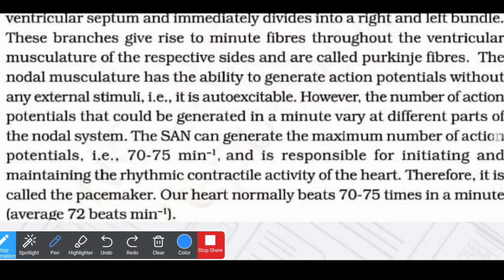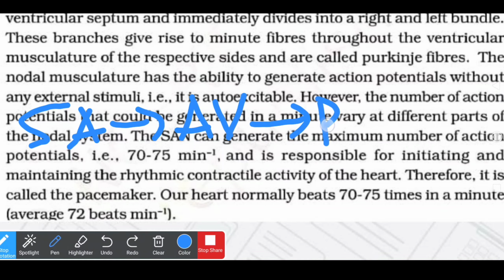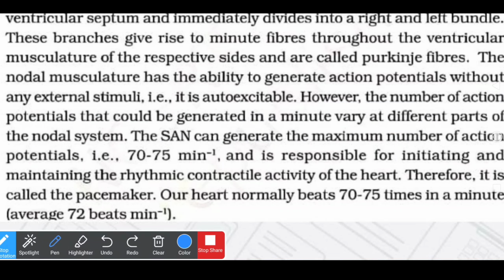Do remember one thing, that the Purkinje fibers are specifically present in the ventricles, which means somehow if I'm drawing, SA to AV to Purkinje. You can go through. Now here, the nodal musculature has the ability to generate the action potential without any external stimulus, which means it is auto-excitable.